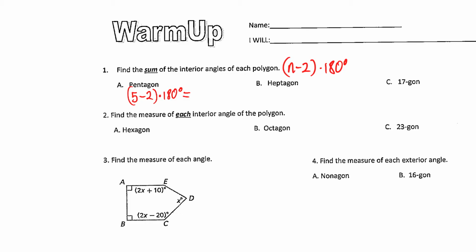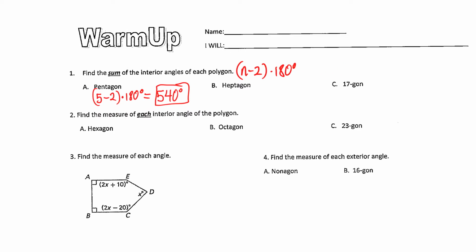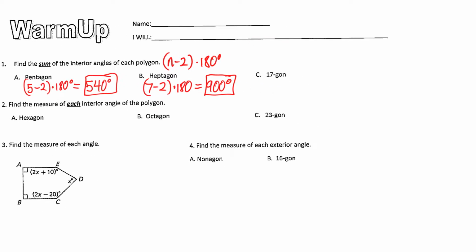All right, so the total of a pentagon, if you added up all 5 angles of a pentagon, what do they add up to? 540. Okay, a heptagon has how many sides? 7 sides. So 7 minus 2 times 180 is 900 degrees. And then a 17-gon obviously has 17 sides. So 17 minus 2 times 180 is what? 2,700 degrees.